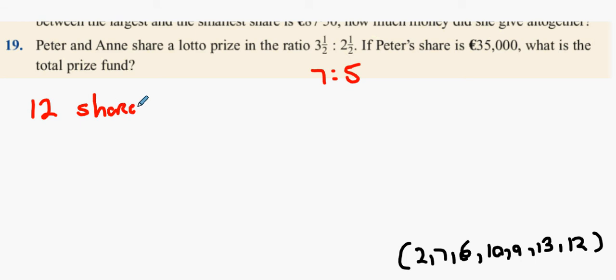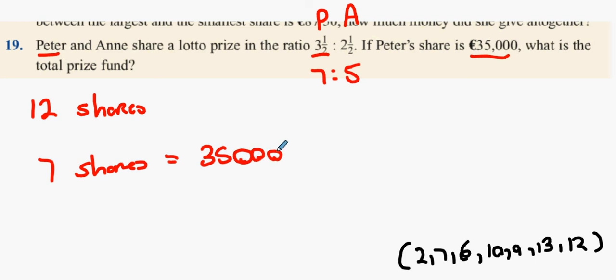How much shares does it tell me it is? Peter is the larger amount, isn't he? How many shares does Peter have? The larger amount. Peter's name comes first. So Peter is 3.5, Anne is 2.5. So Peter is 7 compared to Anne's 5. So what I'm telling you here is that 7 shares is 35,000.